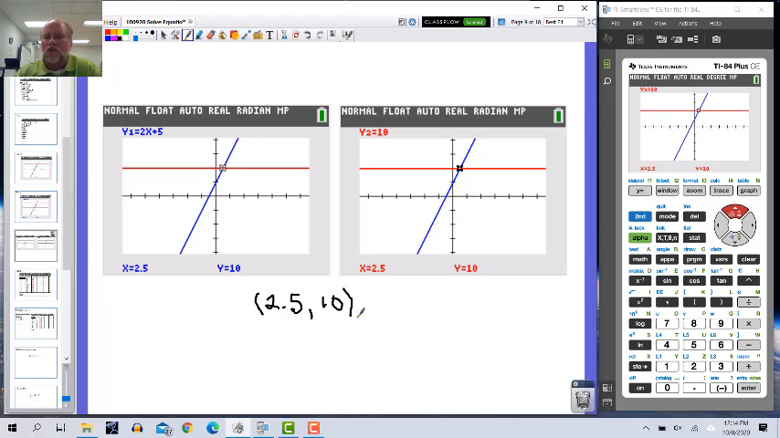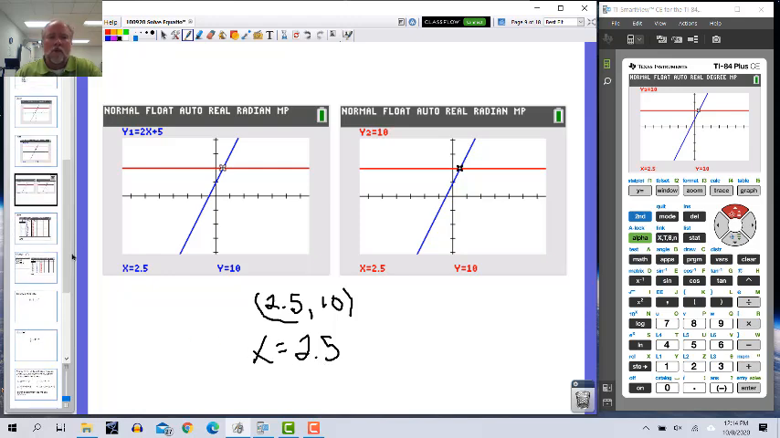Now I'm also going to ask you what is the solution to this problem? What's the answer? What is the x value? Because whenever we solve this, we're always looking for x equals what? Well, our x equals is actually the x value of that. So that's going to be the 2.5. So this is called our point of intersection, and this right here is called our solution. And that's what we're going to call it, the solution. Now, that's one way to solve an equation graphically.